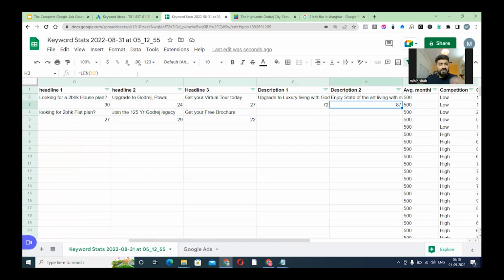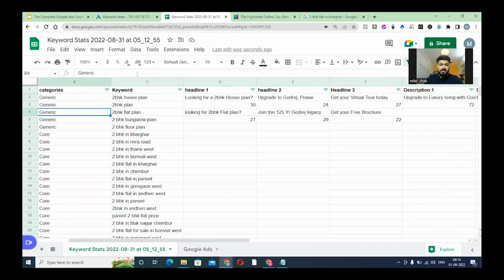Now we'll save this and we will also see how this entire thing looks in an ad itself. But here, if you can see, upgrade to luxury living with Godrej, RERA registered property in Powai. Enjoy the state of the art living with swimming pool, clubhouse, theater, and 100 plus amenities. So these are the kind of descriptions that you will write. Of course, you can repeat these as well, but because we have so much data, we can write a couple of these descriptions as well. So it is best to create a couple more iterations of these as well.